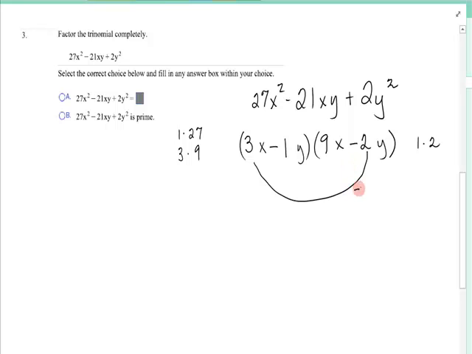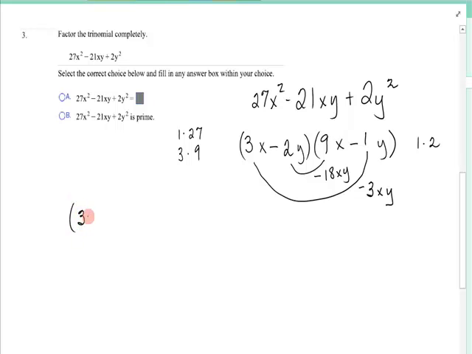3x times negative 2y is negative 6xy. Negative 1y times 9x is negative 9xy. Add them together for negative 15, and that doesn't work. So my eraser will cooperate. Switch it to 2 and 1. The outer product is negative 3xy. The inner product is negative 18xy. And when you add those, you get negative 21xy. Yay, it worked. This 1 is usually implied and not written.